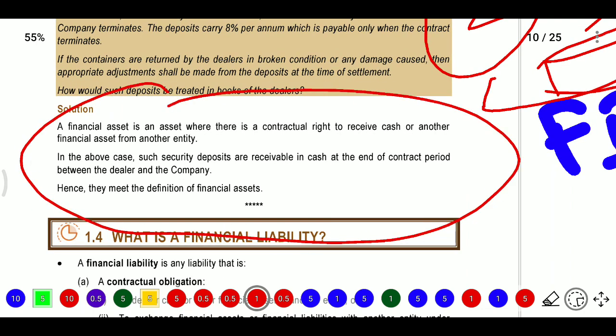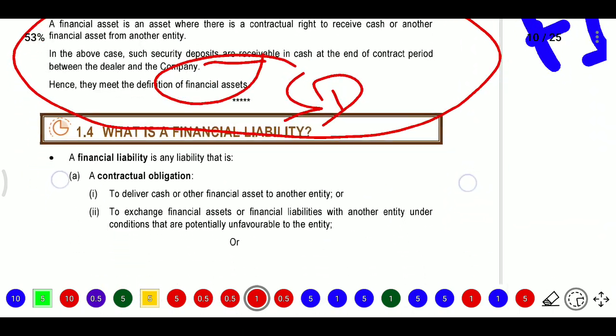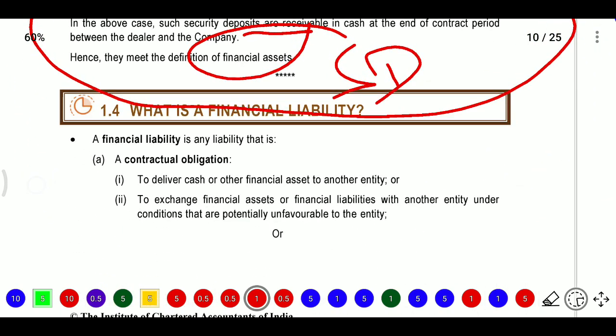So here a financial asset is an asset where you will get the contractual right to receive cash or another financial asset from another entity. So here, if we are getting such a security deposit receivable in cash at the end of the contract period between the dealer and the company, it will meet the financial asset definition. After that we have financial liability.